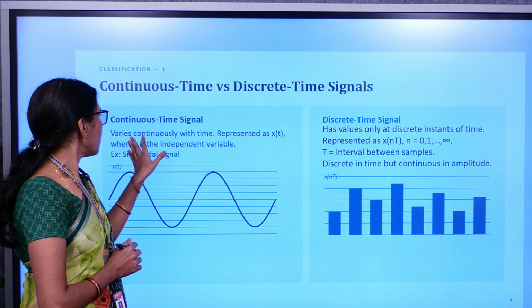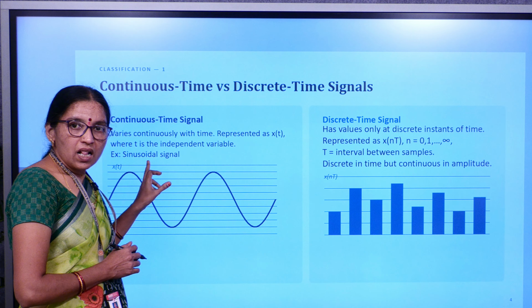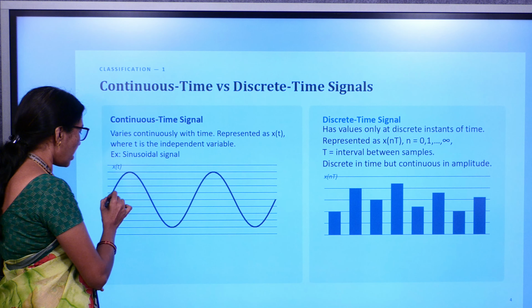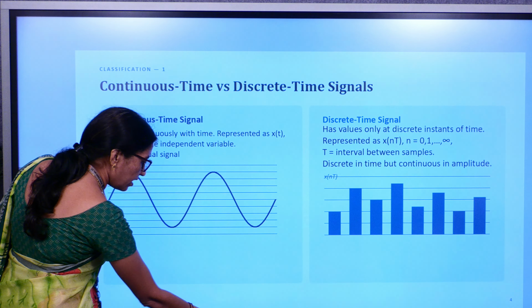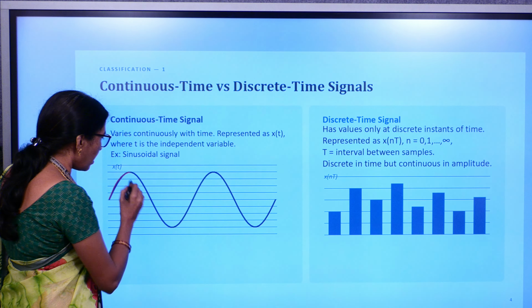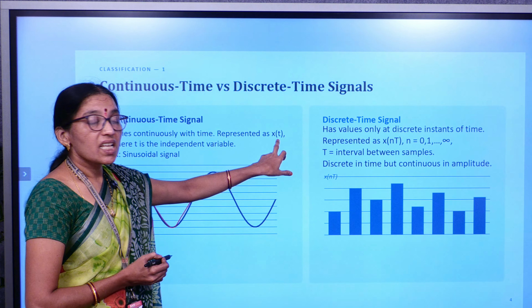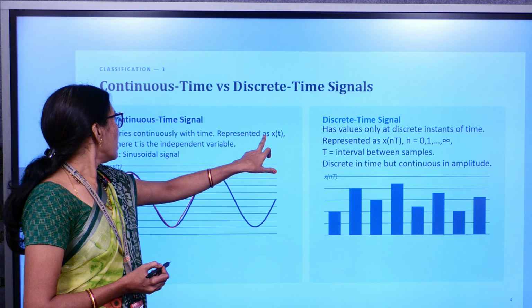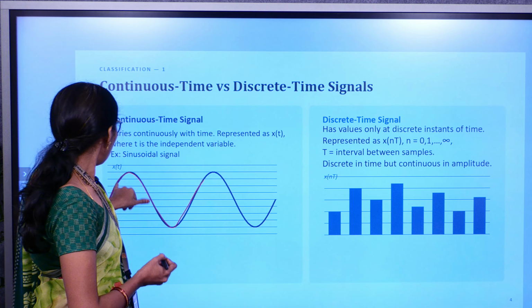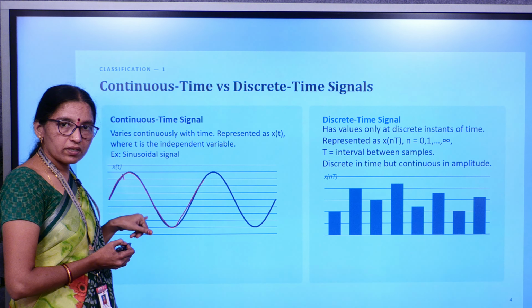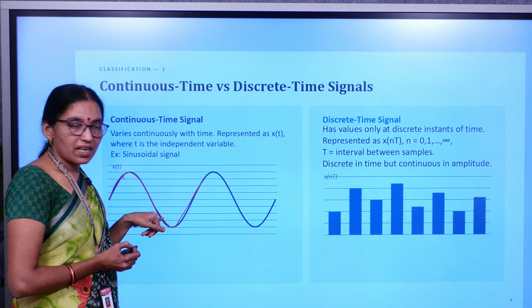What is meant by continuous time signal? A signal which is continuously varying with time is called continuous time signal. Continuous time signal is always represented by x of t. And here, this is the best example, x of t equal to sin t. So here t is an independent variable.